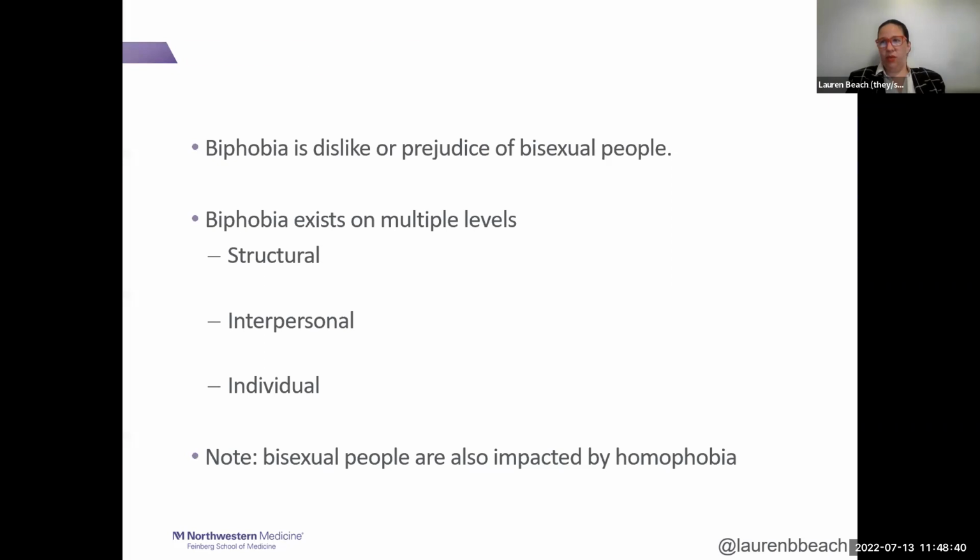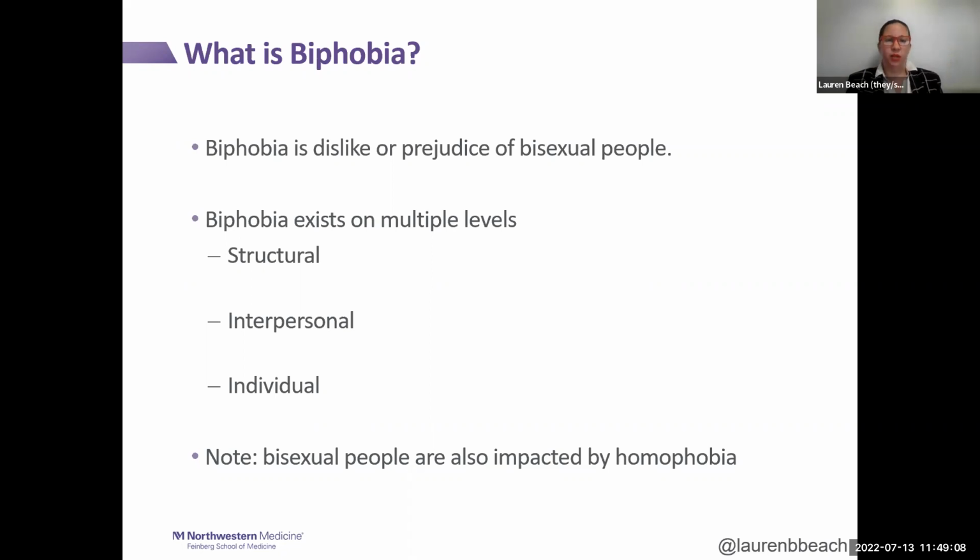But anyway, back to thinking about structural factors and the consequences of being bisexual or asexual in terms of a social stigma landscape. So what is biphobia? Biphobia, very simply, can be defined as the dislike or prejudice of bisexual people. It exists on multiple levels, as we've gone through in some of our conceptual models earlier in the class, like the socioecological model, for example. Biphobia exists on the structural, interpersonal, and individual levels.